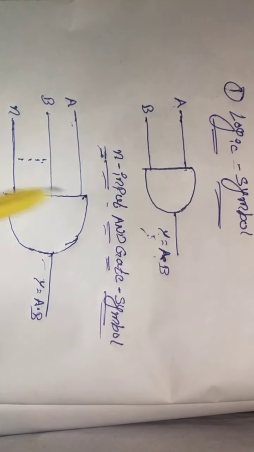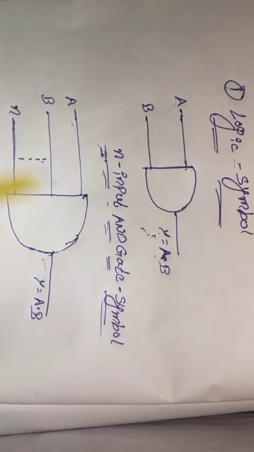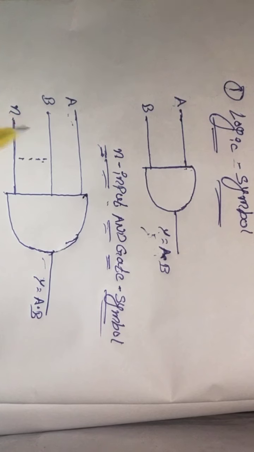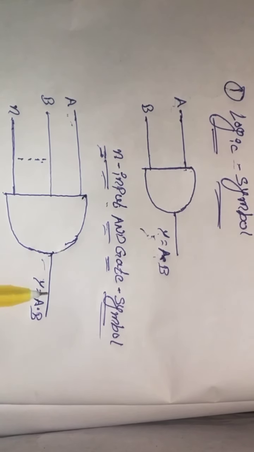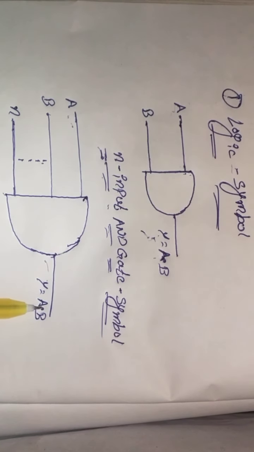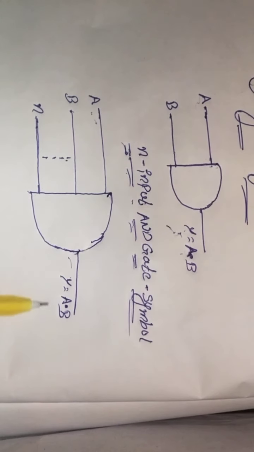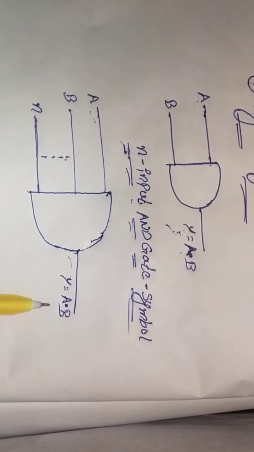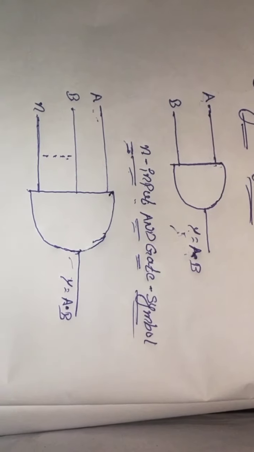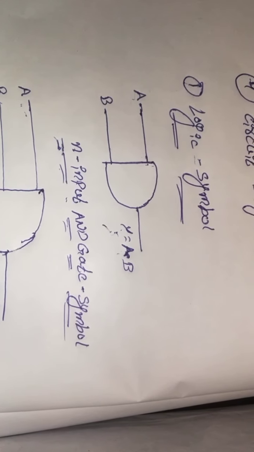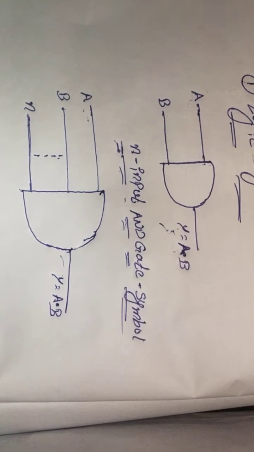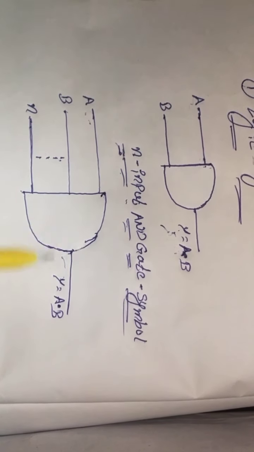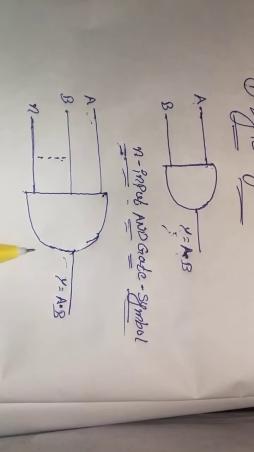Also, an n-input AND gate's symbol: inputs consist of n variables a, b, c, d, and so on up to n, and the output comes only one, y equal to a dot b. Here also the dot representation means the multiplication of a dot b. Any number of inputs we take, but the output comes only one.